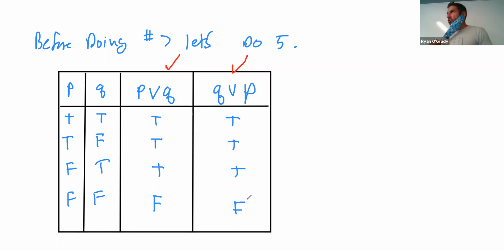There's a certain way you can train your brain, I think, to know these things, but I think the best thing to do is just to have the mental image of the truth table in your head at all times. That's sort of O'Grady's advice.